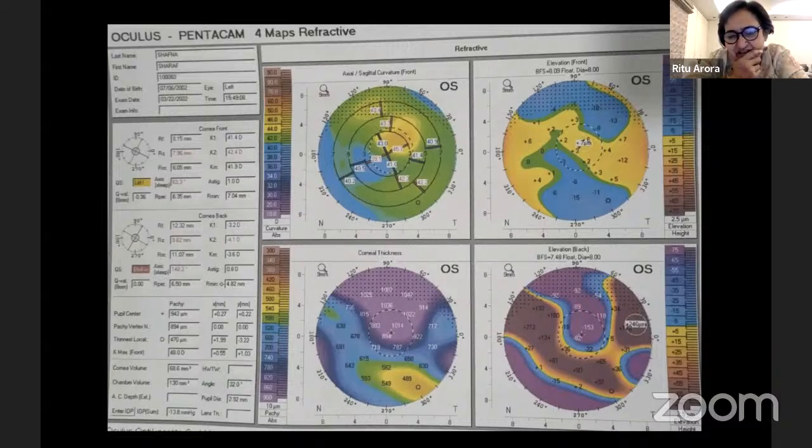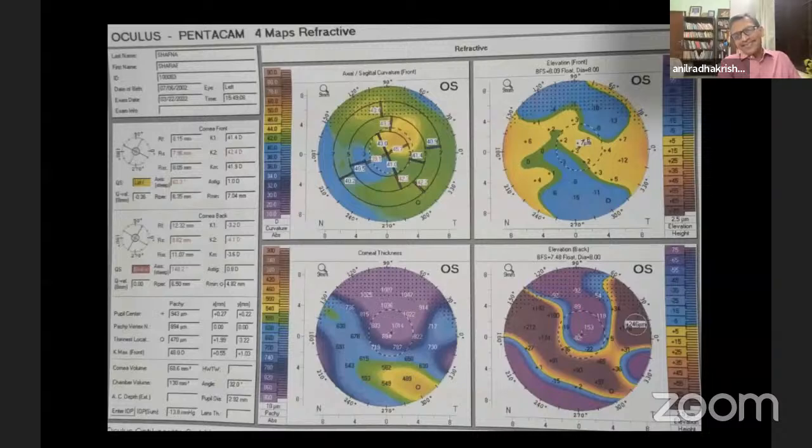Then N1 minus N2 divided by the radius: N1 is 1.3375 minus 1, that is 0.3375, divided by 7.5, which comes to 45 diopters. Okay.